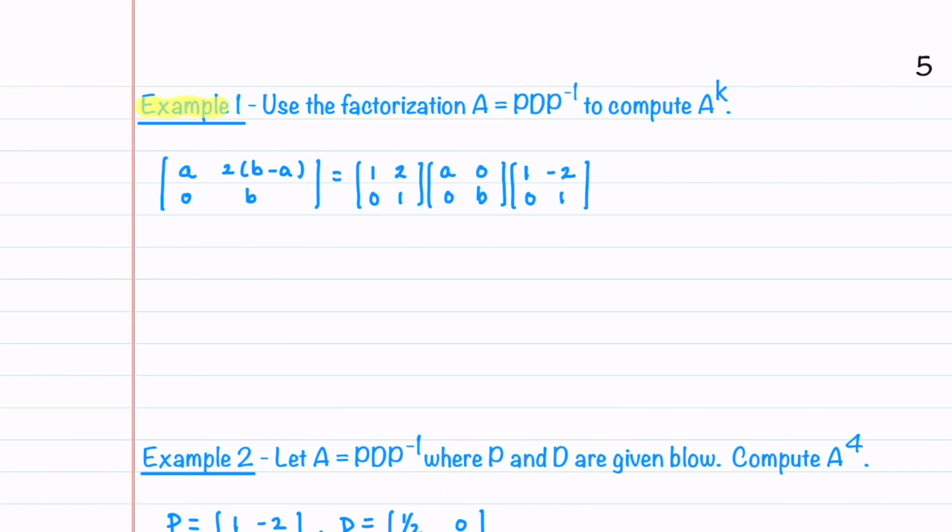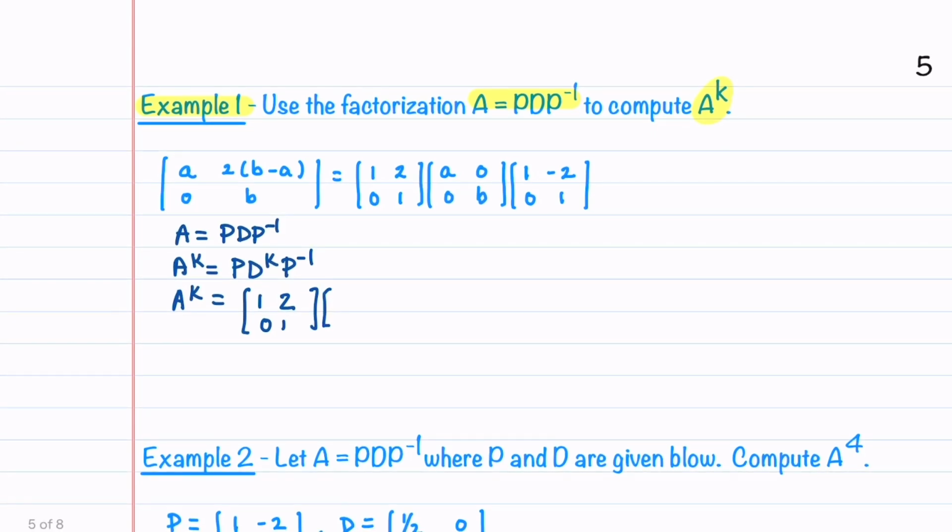Let's now see how we can raise a matrix to a power of k when our matrix is written as P times D times P inverse. Let's begin by writing down that our A is equal to PD P inverse, and then our A to the k is equal to P times D to the k times P inverse. We'll now plug in our matrices that are above. We have P, 1, 2, 0, 1, and then we have D to the k. And remember, all we have to do to find D to the k is just raise our diagonal entries to the power of k. And then we have P inverse.